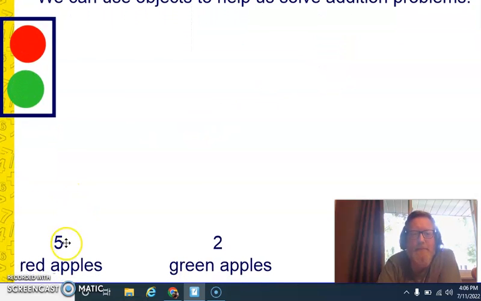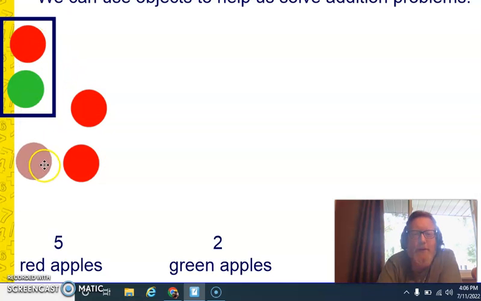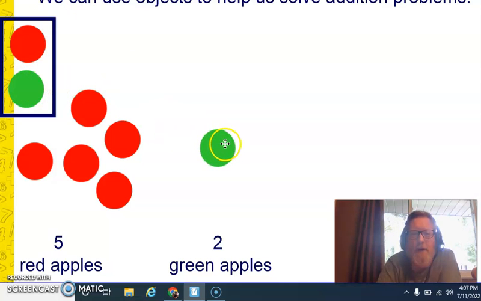So here we have our problem, 5 red apples and 2 green apples. Let's count 5 red. Count with me. 1, 2, 3, 4, 5. Good job counting with me. What's this next number? It's a 2. So we're going to count 2 green apples. You have to find the green, and we're going to count 2. Count with me. Ready? 1, 2.